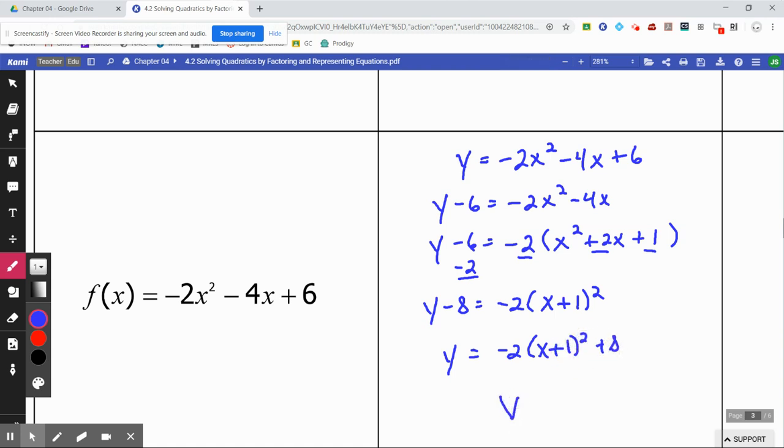So your vertex, let's go ahead and list it. Your vertex is left 1, up 8. So your vertex is at negative 1, 8.